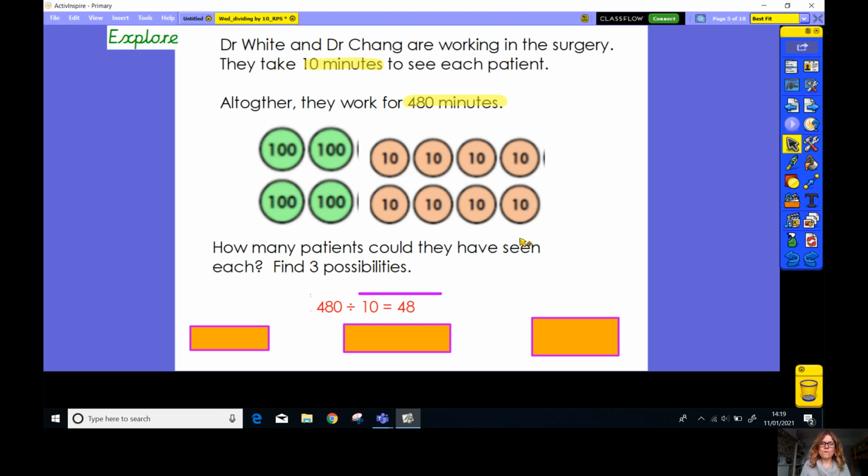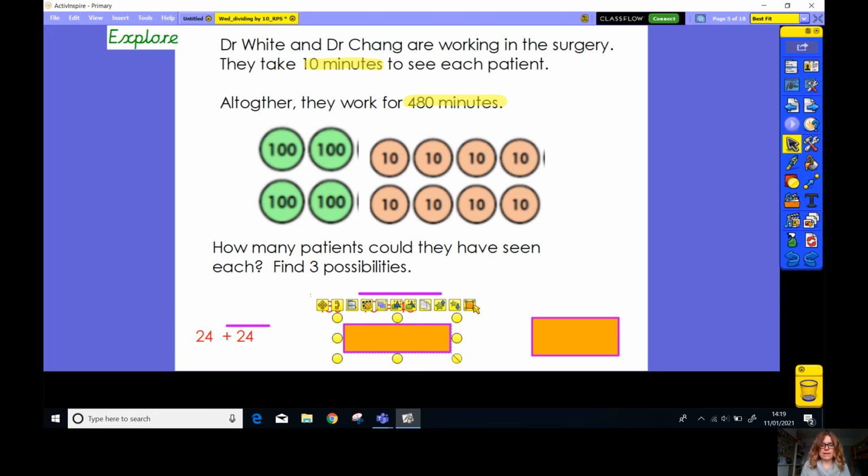So they saw 48 patients, but there's 2 of them, isn't there? There's 2 doctors. So they might have seen, for example, 24 each, but we need to find 3 possibilities. That's one possibility. 24 add 24 equals 48. Pause the video. Can you think of 2 more possibilities?